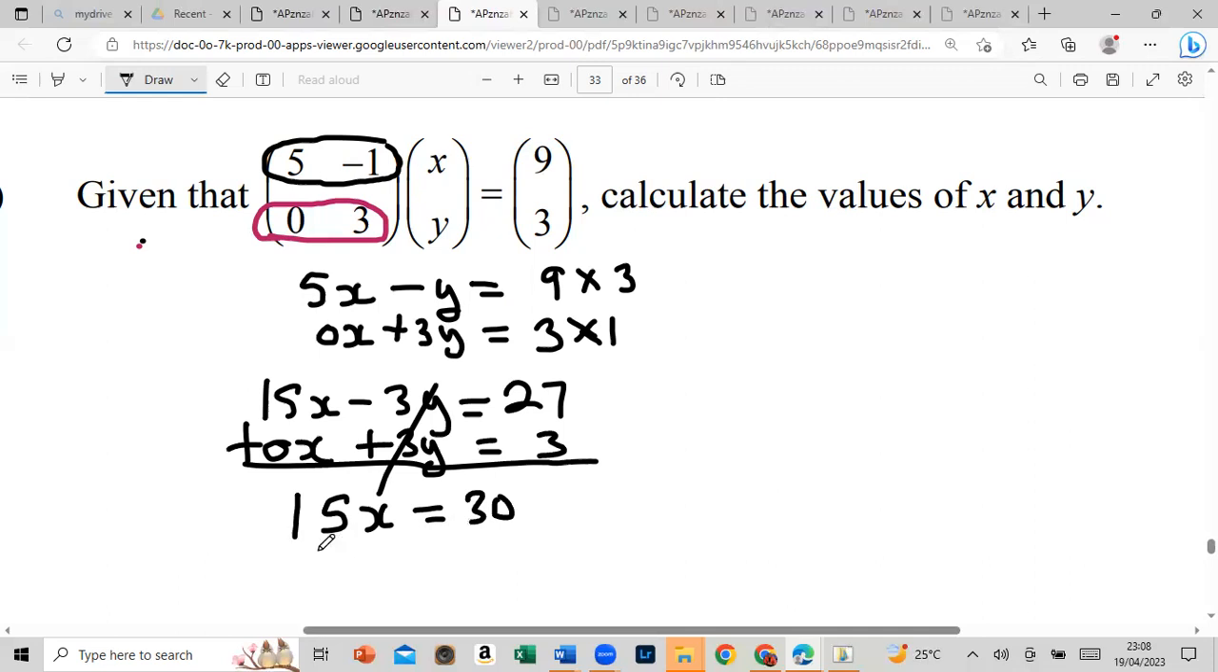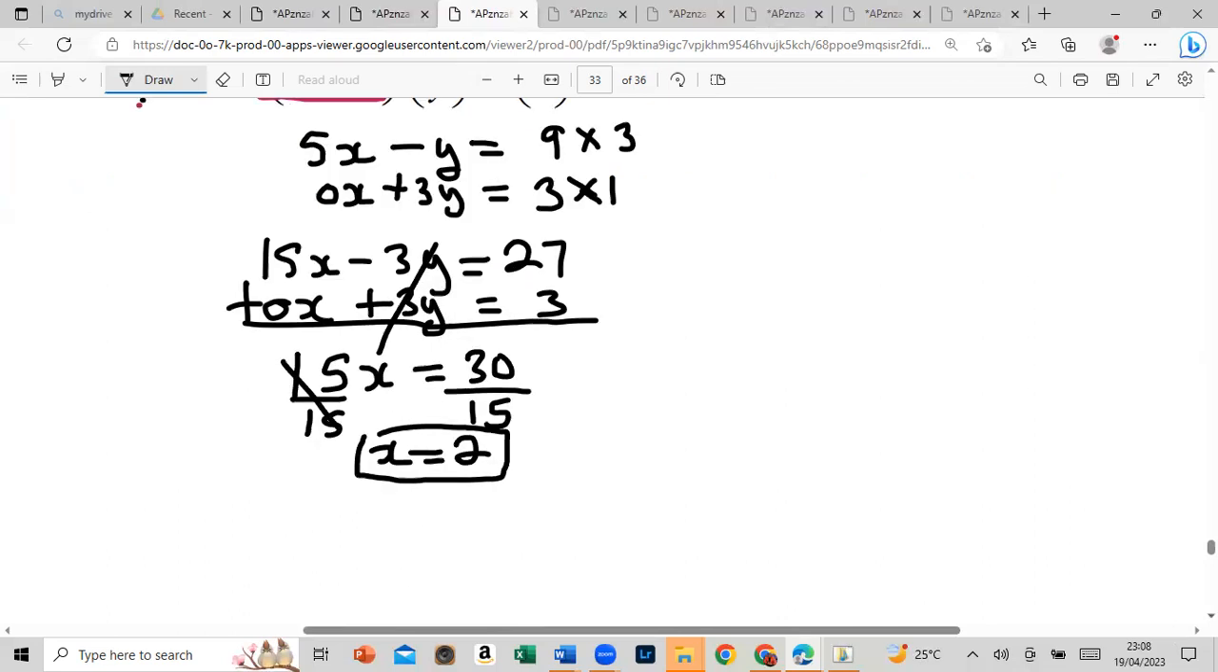You divide by 15, so x is equal to 2. The value of x works out to 2. Let us see if we can figure out what y is based off of this. So we know the value of x to be 2, and we can use equation 1 or equation 2. It doesn't matter.